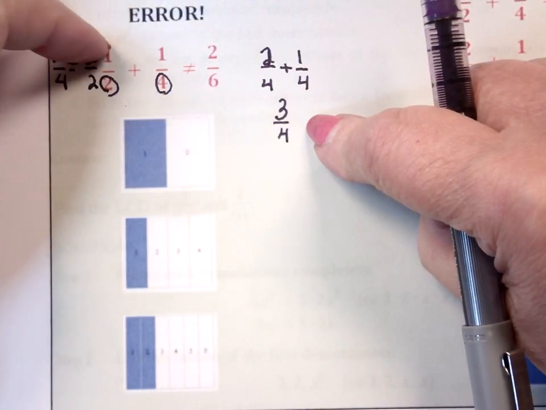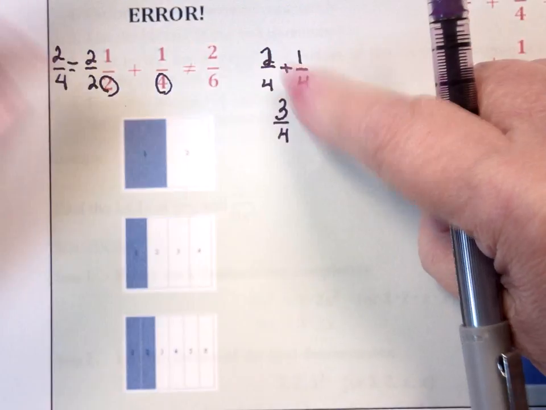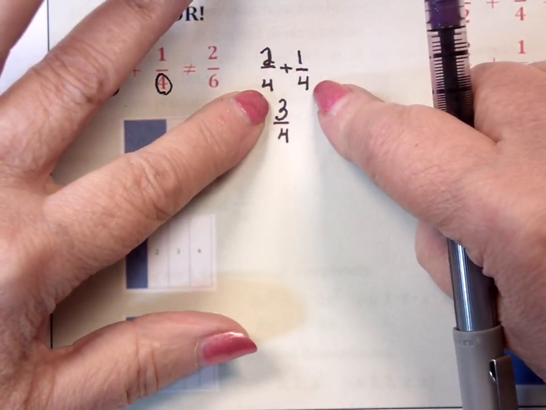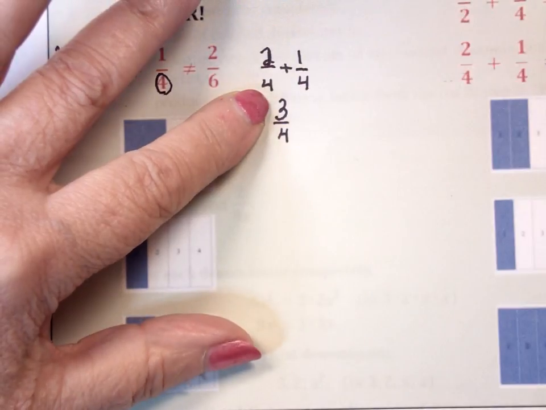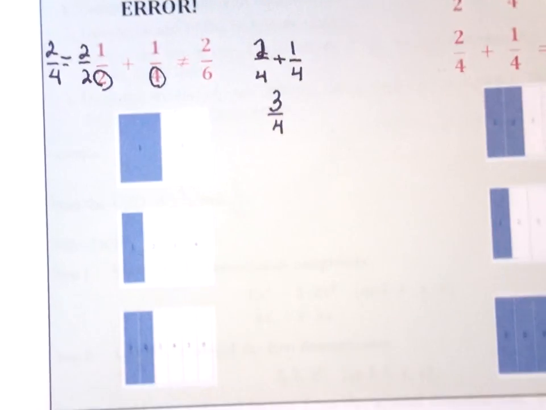That would mean you'd be adding the numerators, then adding the denominators. Doesn't make any sense. You need to have things of the same size. That's what your common denominator gives you: things of the same size.